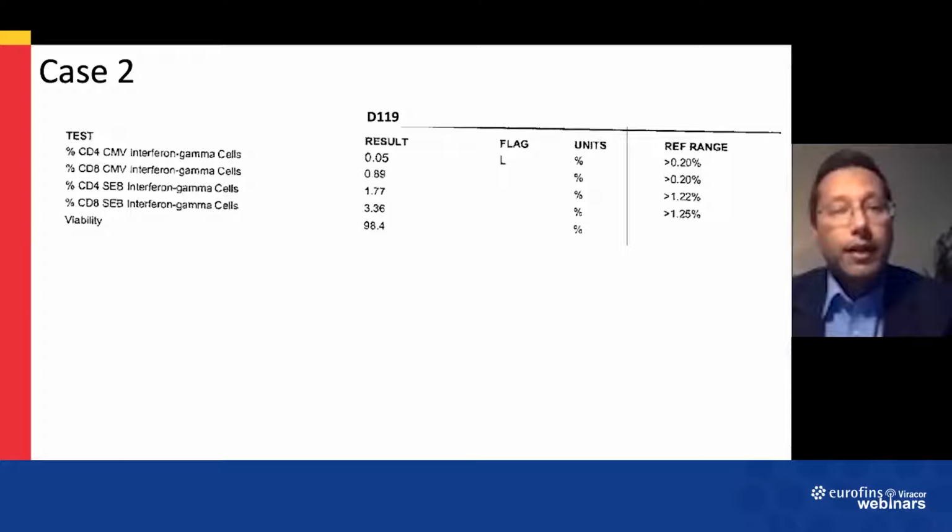Shown here is the results of that assay, which show a CD8 specific T cell response, but a very weak CD4 CMV specific T cell response. Now, despite the low CMV specific CD4 T cell response, we elected to stop her valganciclovir prophylaxis and monitor very closely with CMV PCR every 1 to 2 weeks.